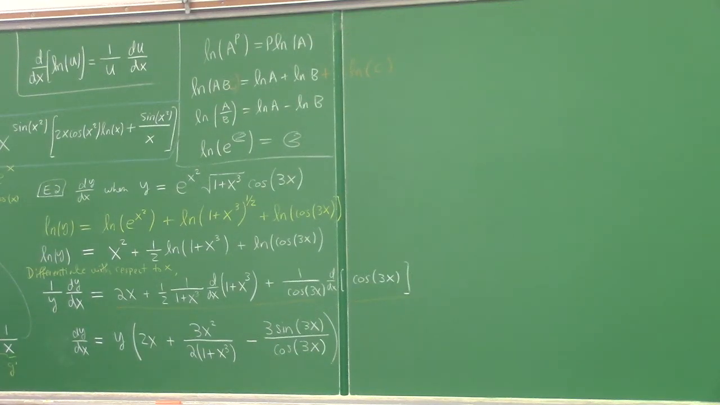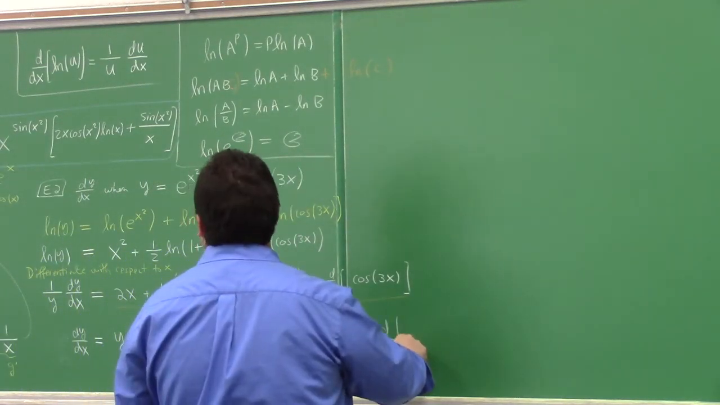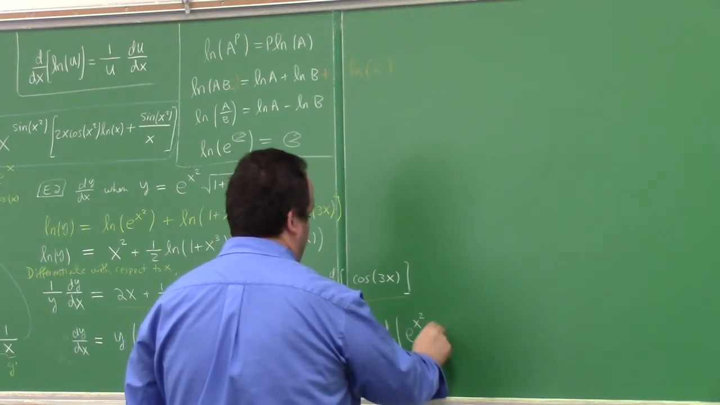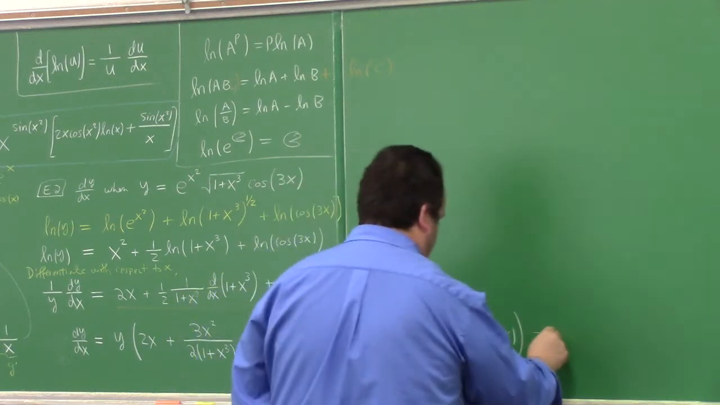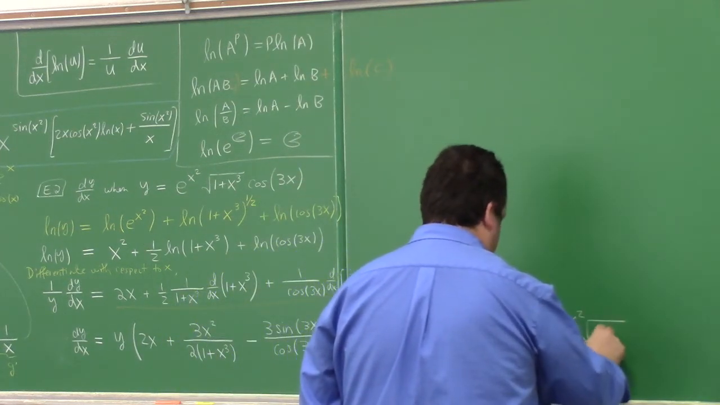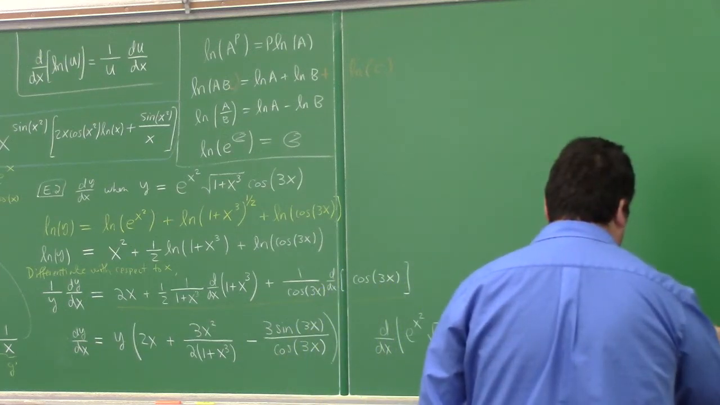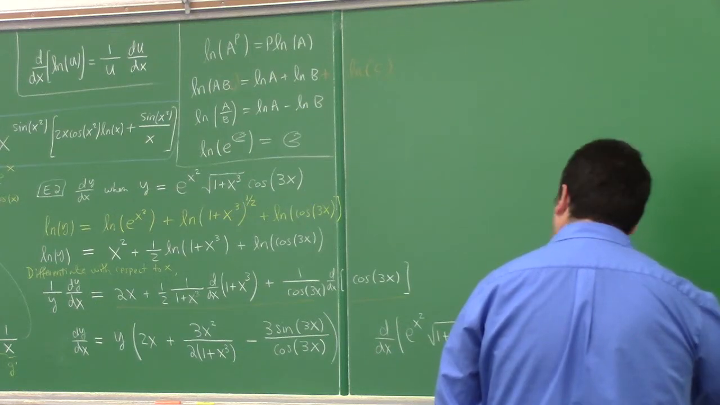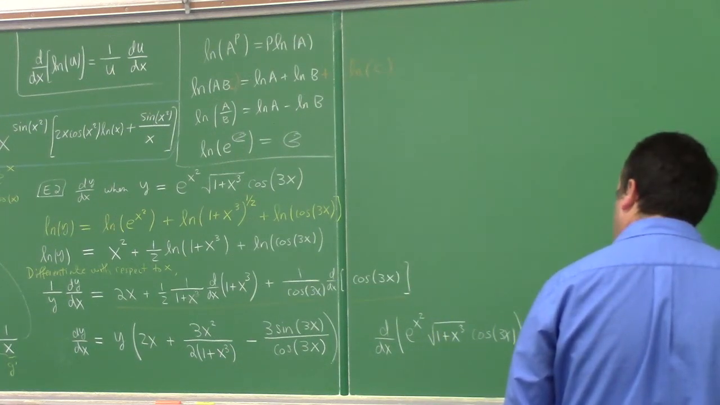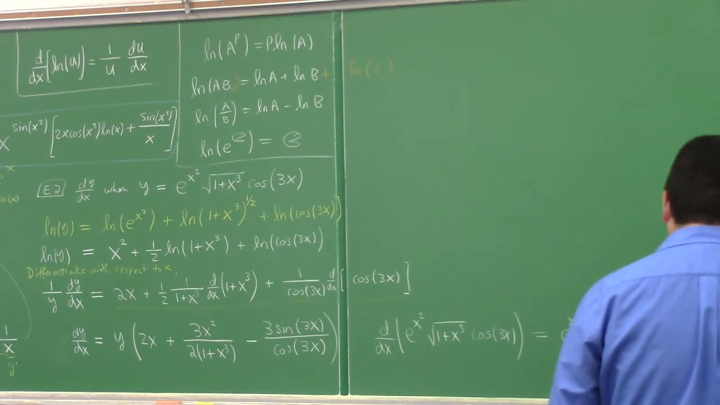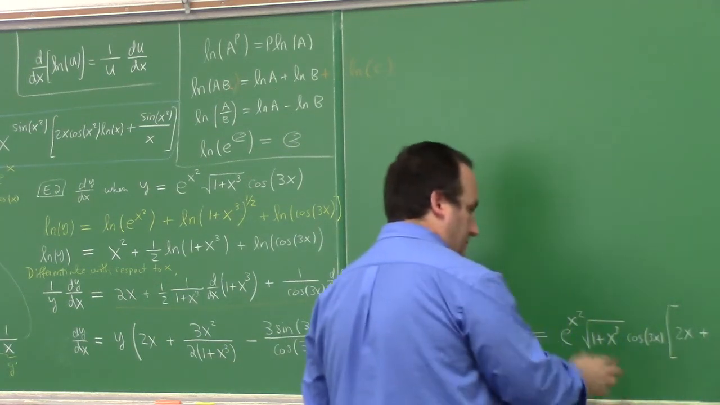So we could simplify our answer a little bit and say, aha, well, the answer then is that d dx of e to the x squared, square root of 1 plus x cubed, cosine of 3x is in fact equal to that quantity again, e to the x squared, square root of 1 plus x cubed, cosine of 3x, times quantity 2x plus 3x squared over 2 times 1 plus x cubed, minus 3 times the tangent of 3x. And so there you go.